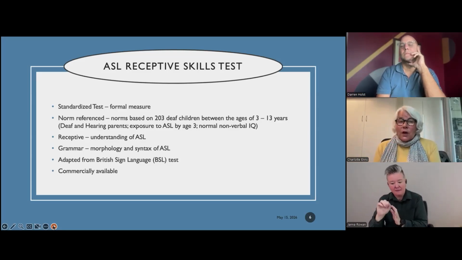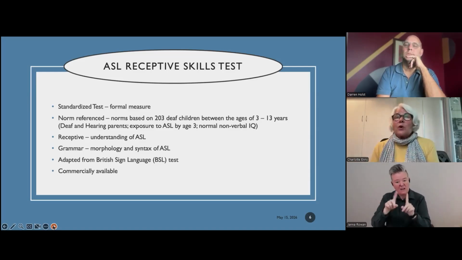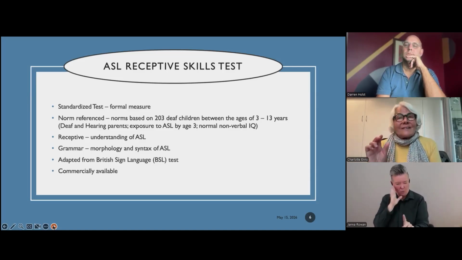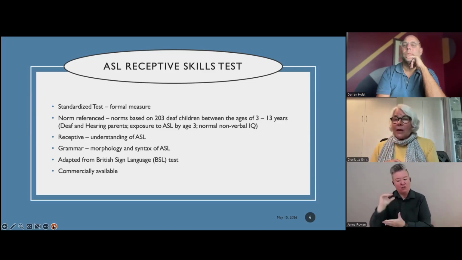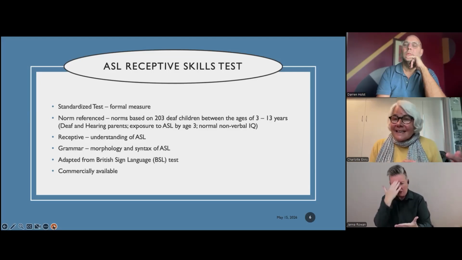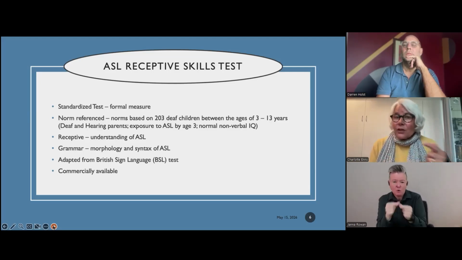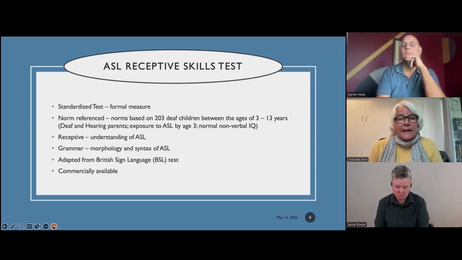Again, I mentioned it's receptive, the understanding of ASL. It focuses on grammar. There is a vocabulary pretest, which Darren will explain in more detail, which isn't a vocabulary test. It's just to make sure the child knows the vocabulary in the test, so that when they get a question wrong, you know it's because they didn't understand the grammar, not because they didn't understand the signs. Okay, but we'll explain that a little bit more.